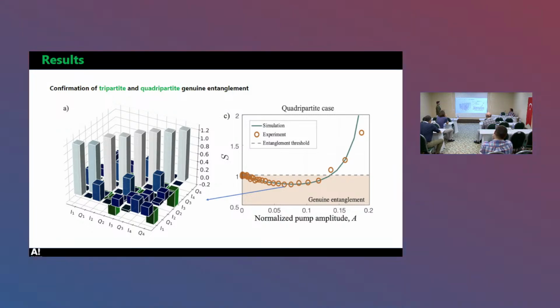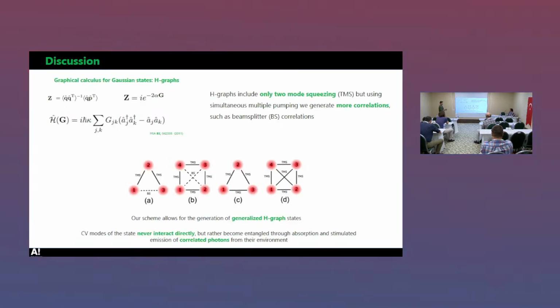And here is the example of the covariance matrix that we analyze. So by looking at this, it is hard to judge what is happening there. But then applying all these criteria that involve some optimization, you can decide whether it's genuine entanglement or not. And of course, in terms of the application for quantum computing and measurement-based quantum computing, it is interesting to analyze what are the states that we generated.